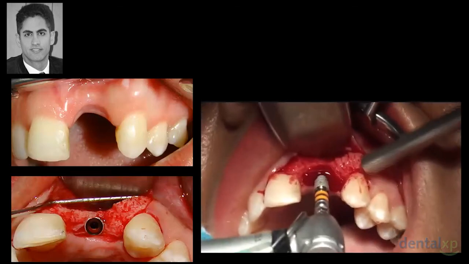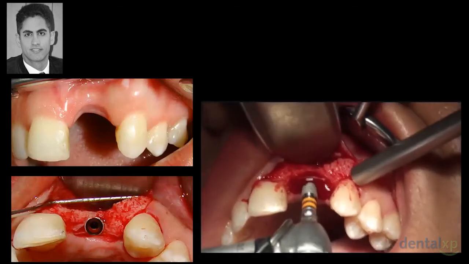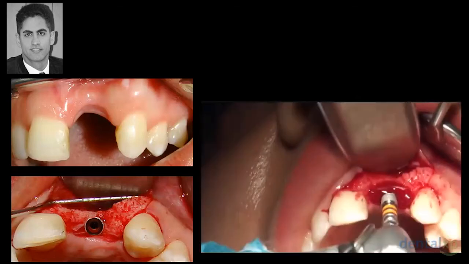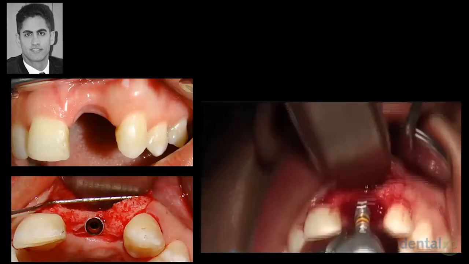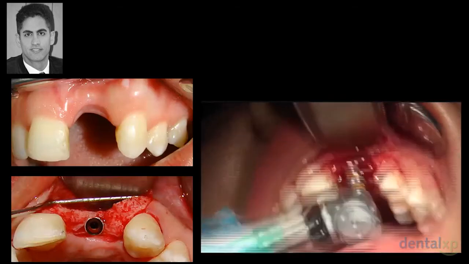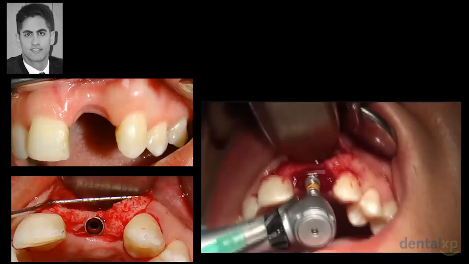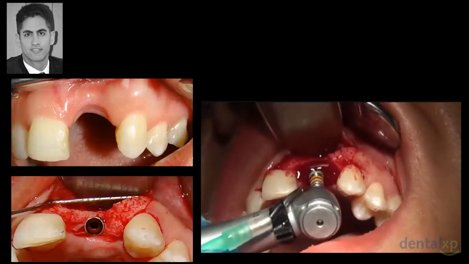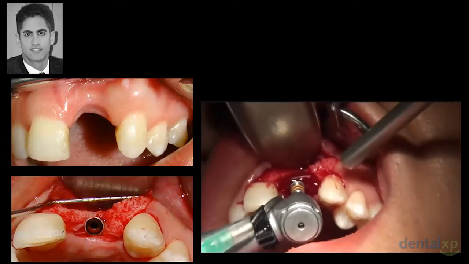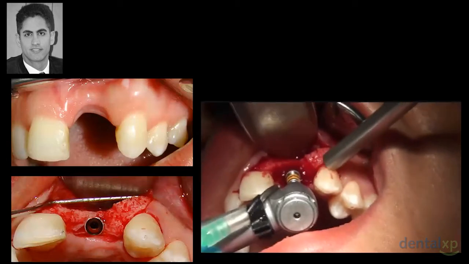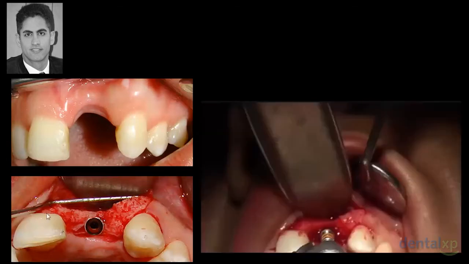We're going to check all the time of its placement, the direction and the distance and the angulation of the dental implant, not to be influenced by the palatal bone, and push it to the buccal. After finishing placement of the dental implant, we're going to go for the augmentation.